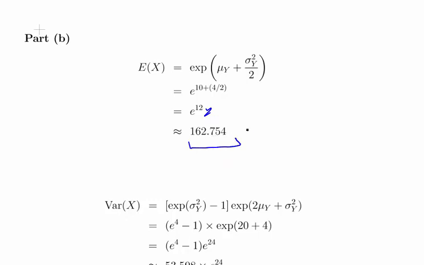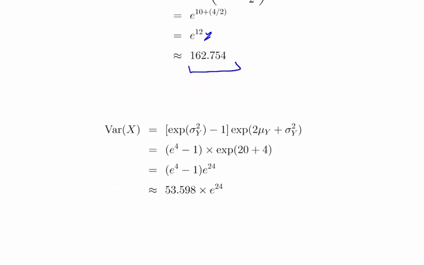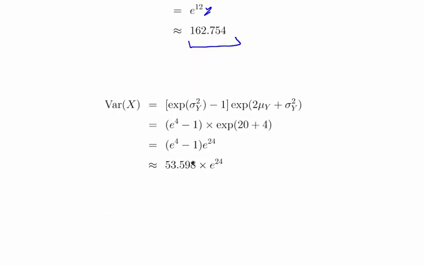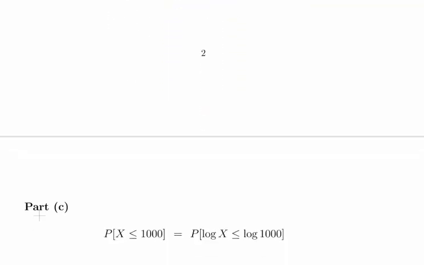162.754. These numbers get quite big quite quickly, so I'm not necessarily going to expect you to write them out fully. Something very similar here for the variance: the exponential of sigma squared minus 1, so that is the exponential of 4 minus 1, times the exponential of 2 times mu plus sigma squared, which is 2 times 10 plus 4, which is the exponential of 24. That is a really, really big number, so we'll just leave it like that: 53.598 times the exponential of 24, which is a massive number, but don't worry about that.